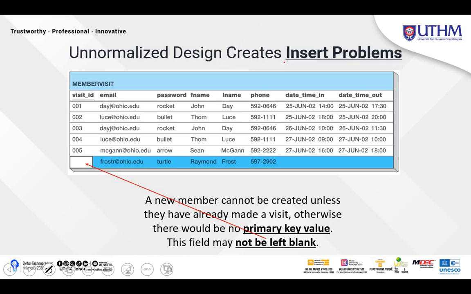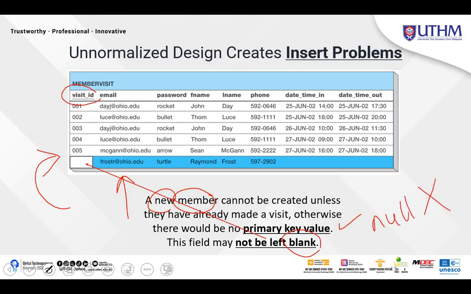The field may not be left blank. If you see here, you cannot enter a record for a new member in this table. Why? If the member never visited the cyber cafe before, you cannot enter the member record. So in order to add a new member into this table, we must make sure that there is a visit ID. You can see visit ID is the primary key. You cannot leave the primary key blank or null.